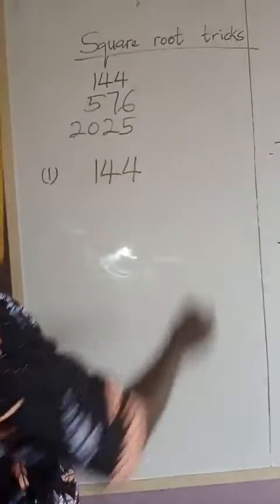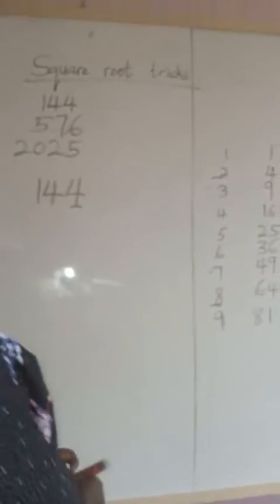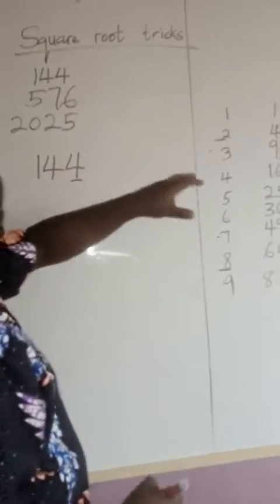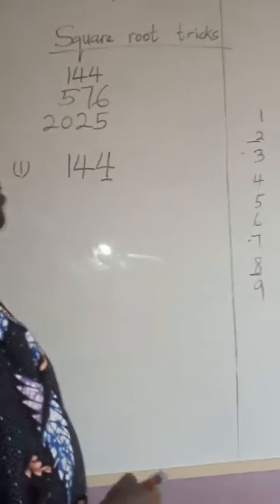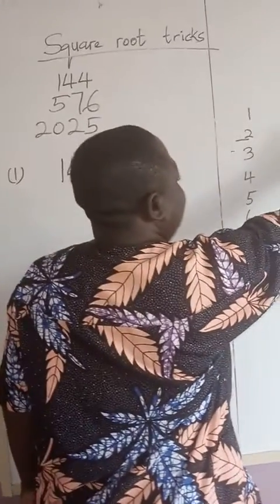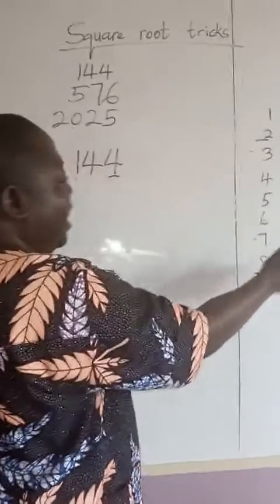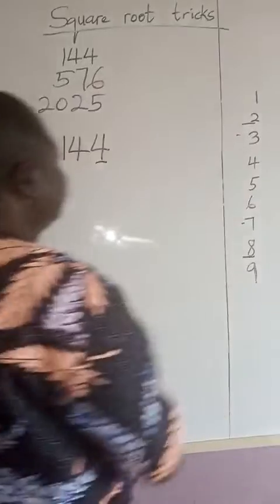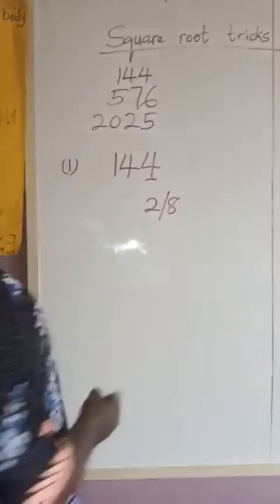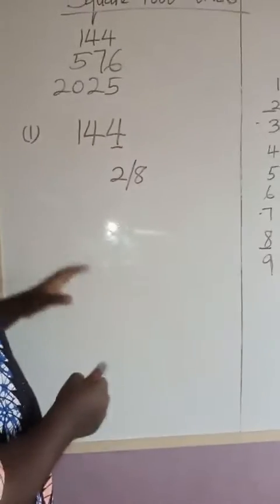144. We are going to start with this last number, 4. Then we want to ask, what are the numbers whose square end in 4? So here we have 4, here we also have 4. So those numbers whose square end in 4 are 2 and 8. So you want to slash the two numbers, 2 slash 8. Why do we want to slash them? We want to pick out of the two numbers.